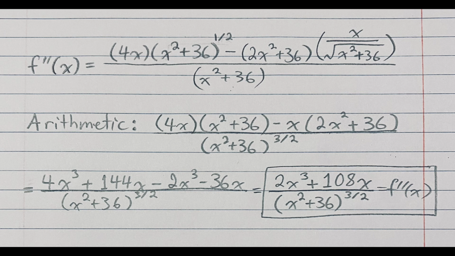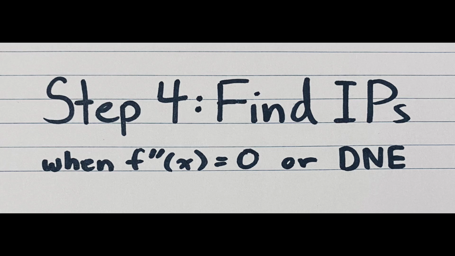And then the final form that I found for the second derivative was 2x cubed plus 108x over x squared plus 36 to the 3/2 power. So that's the second derivative, simplified. Now the next step is to actually find the inflection points, which is when the second derivative is either equal to 0 or it does not exist.